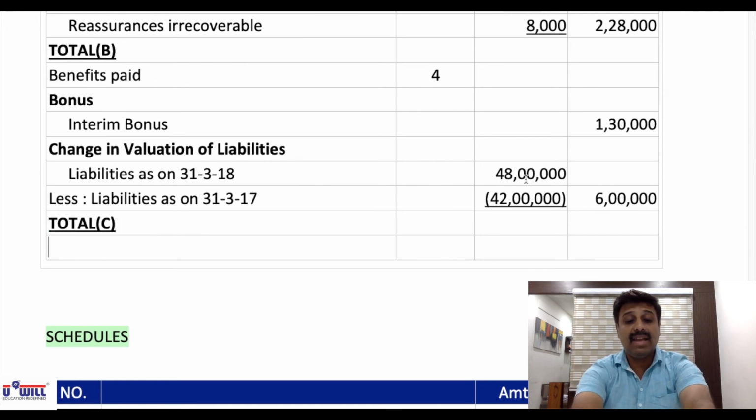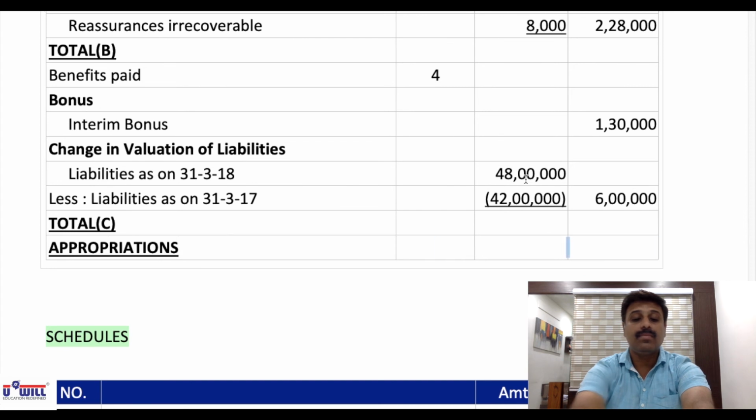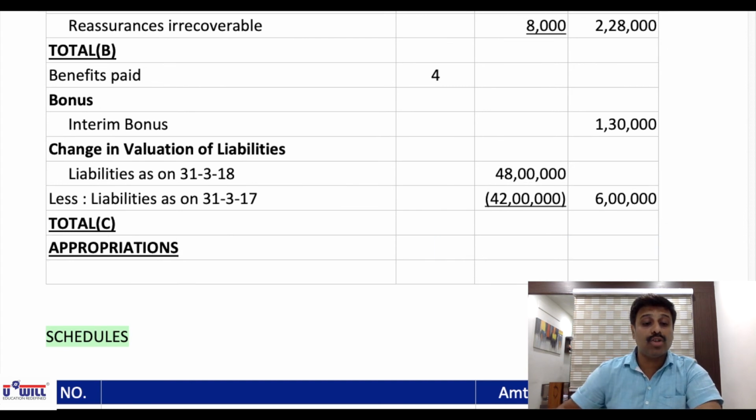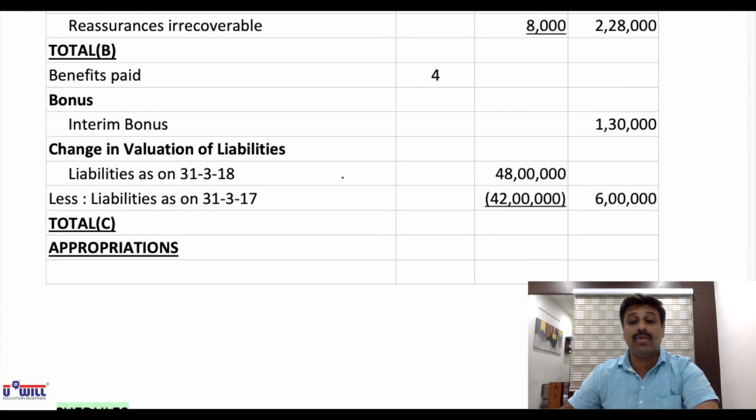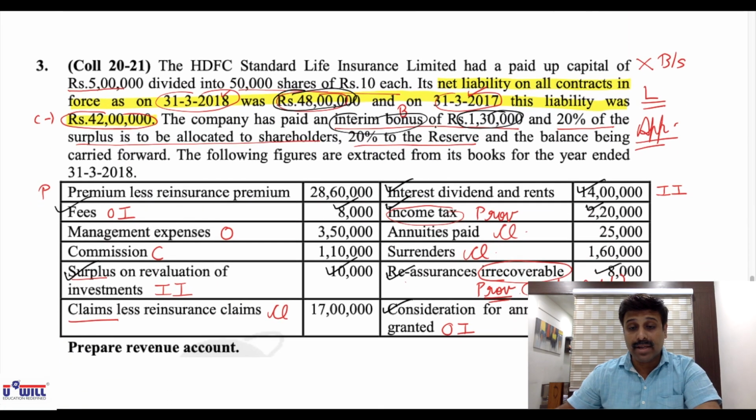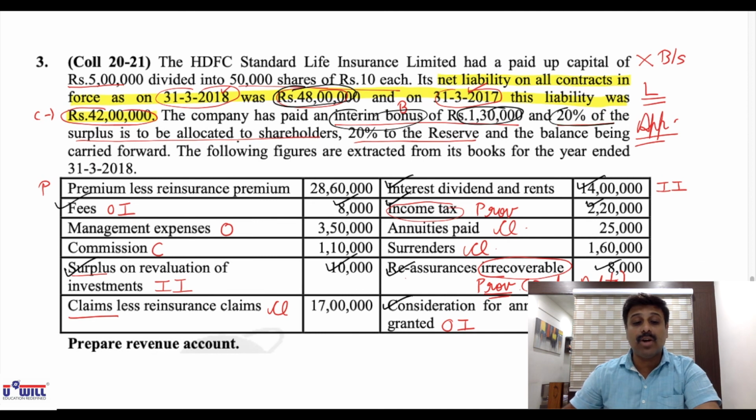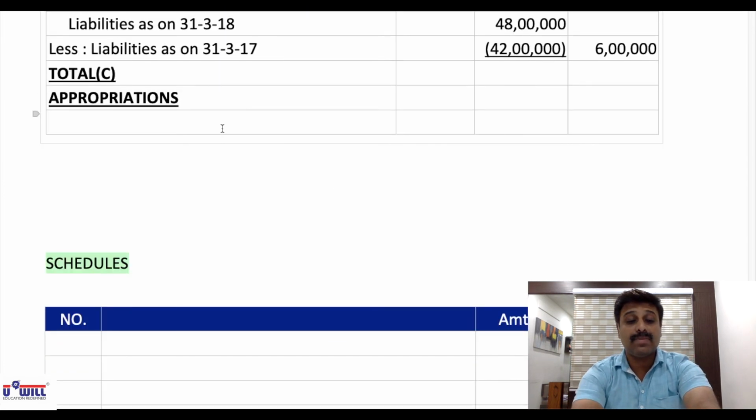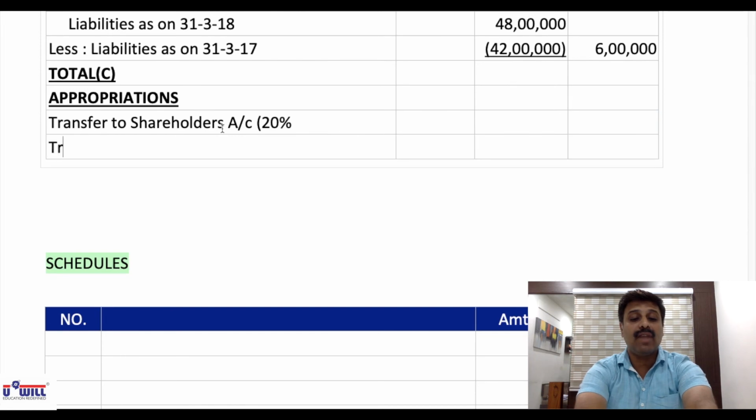Then after that we'll have appropriations. Now here we do have appropriations also. So appropriations portion will also be done. Look at the first paragraph. We have appropriations also over here. Which is the first appropriation we have over here? 20% is transferred or allocated to shareholders. Amount we'll be able to find after we get surplus. So right now we'll just mention transfer to shareholders account. 20% of surplus is to be done. So that we will calculate later on. Then we also have transfer to reserves.